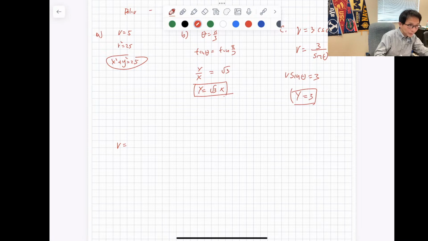r equal to, I think, is -6 cosine theta. So how do I convert this to rectangular coordinates? What's the best choice here? It requires a little bit. Okay, multiply both sides by r. That was a good job. How do you see that?